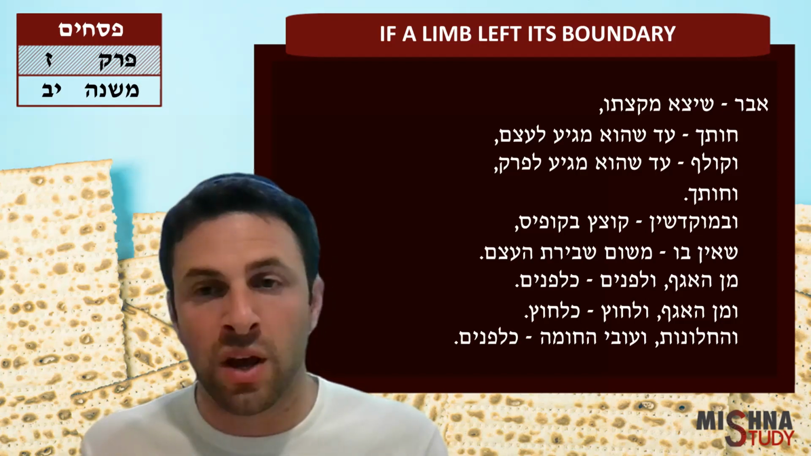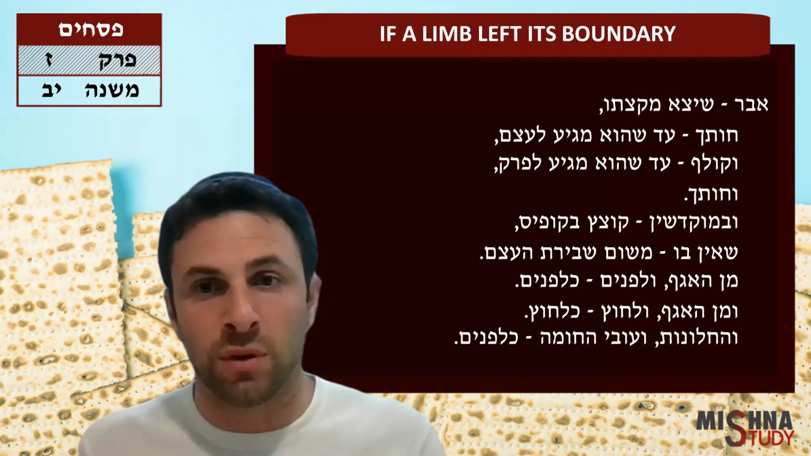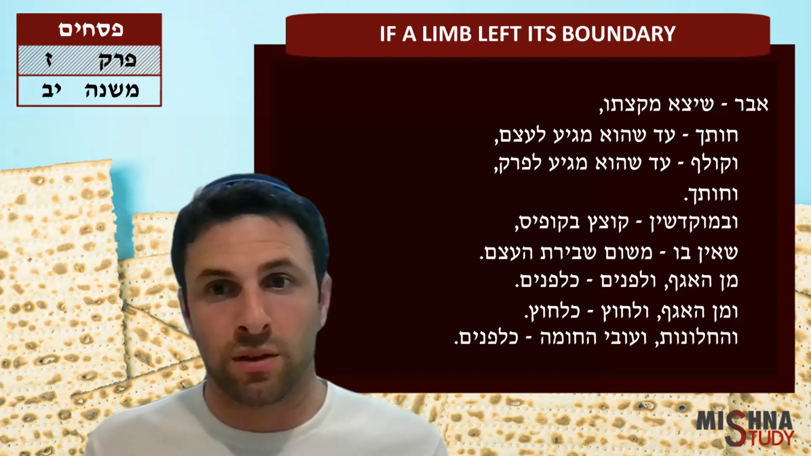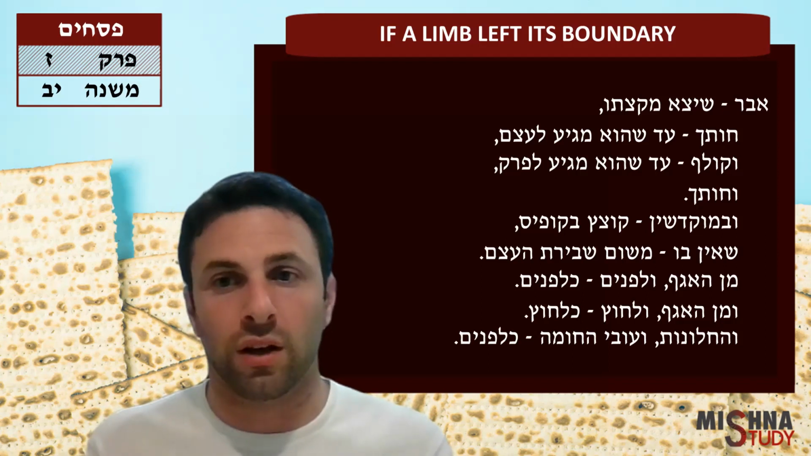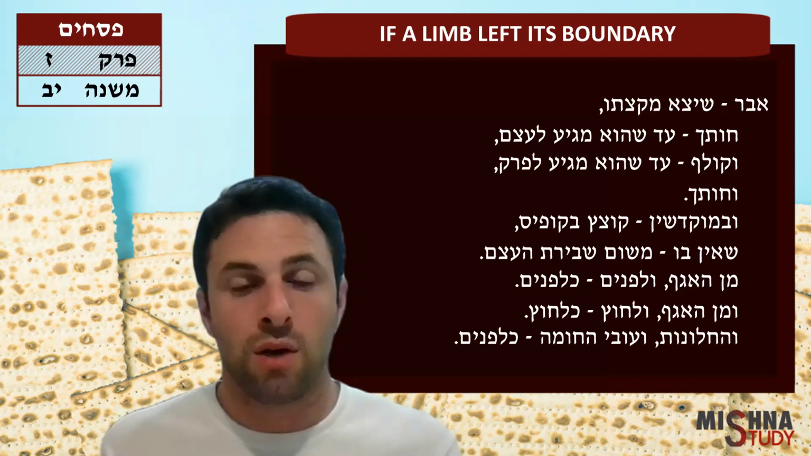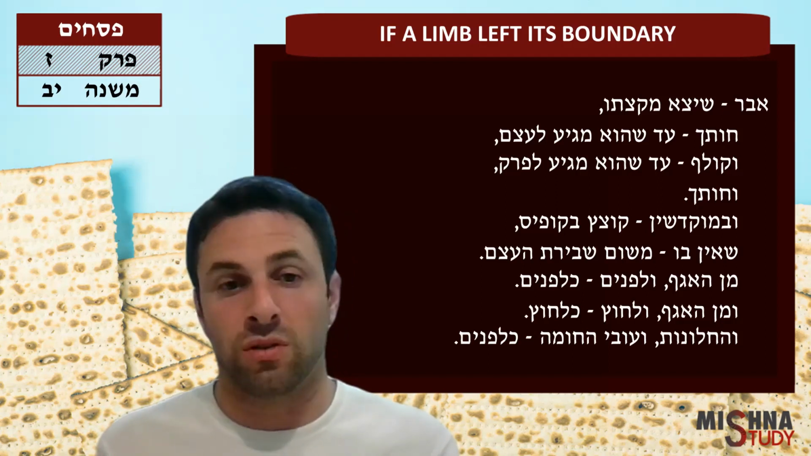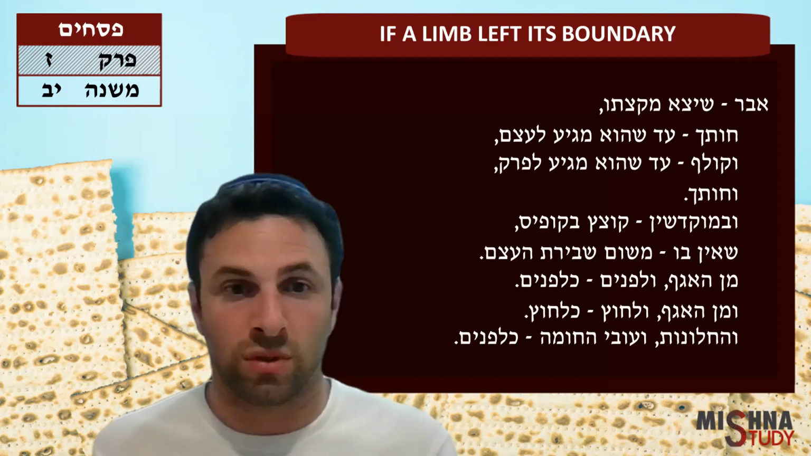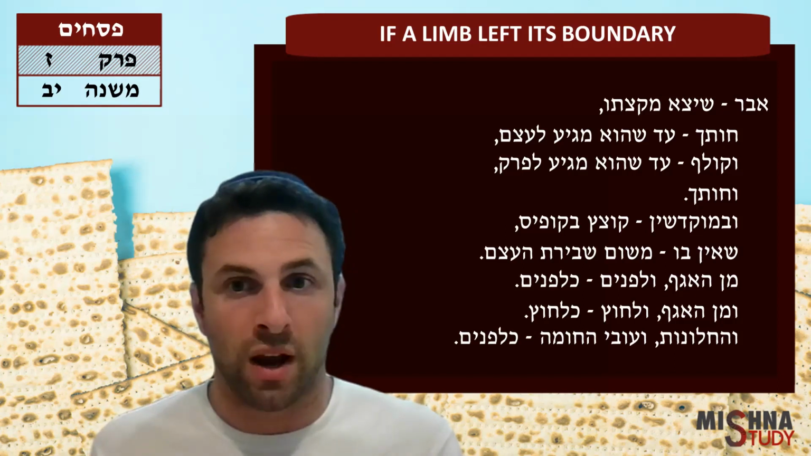So let's read our Mishnah now. If you have a limb that part of it left. So over here we're talking about the Korban Pesach, part of it left out. So part of it left the house. So what do you do? The meat, the flesh, you have to take off. What do you do about the bone? You can't cut the bone.